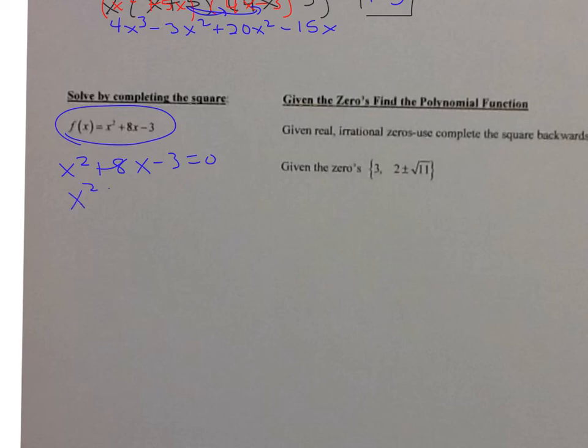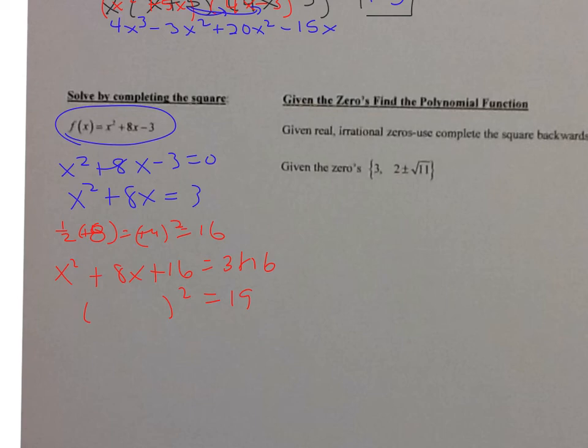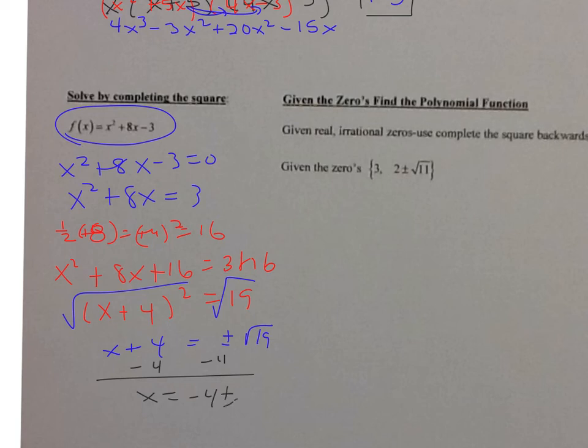So I add 3. I get x squared plus 8x is equal to positive 3. I do half of 8, positive 4. Positive 4 squared is 16, add it to both sides. x squared plus 8x plus 16 equals 3 plus 16, which is 19. And then I factor. Remember, I get my parentheses squared, two of the same parentheses, it's x plus 4 squared equals 19. Square root both sides, we get x plus 4 is equal to plus minus the square root of 19. Minus 4, x is equal to -4 plus minus the square root of 19.